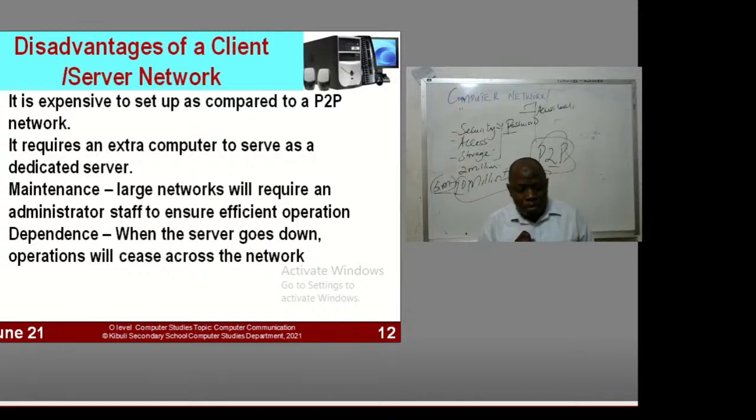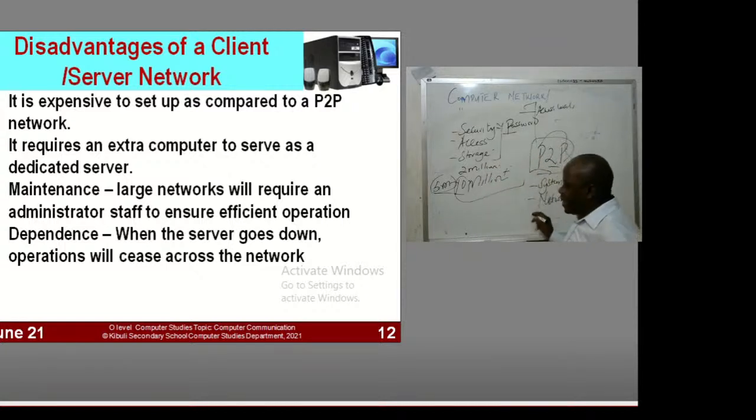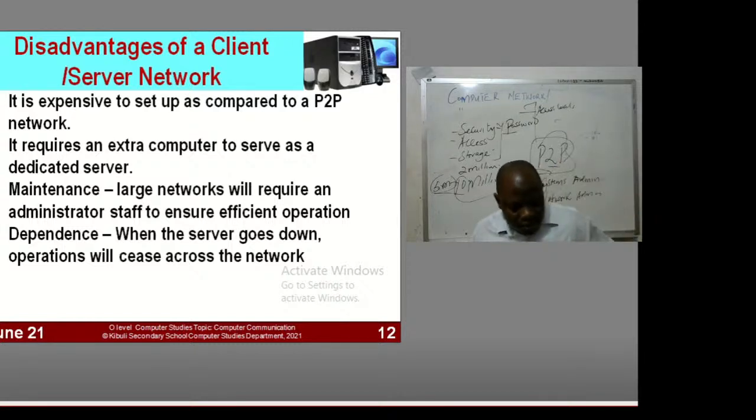Then maintenance. Large networks will require administrator staff to ensure efficiency. We talked about the systems administrator, but with large networks they have not only a systems administrator, they may have a systems admin, and then you'll find that they have a network admin. All these people who are recruited must be paid for their services, and their services may not come cheap. So it is not as easy to maintain.